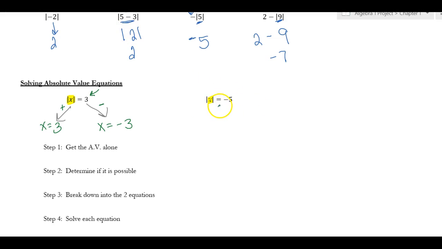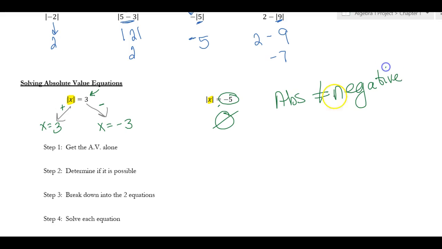And so it says absolute value is -5. Well, I can't have an absolute value of -5. This is an example of no solution. Okay? Absolute values cannot equal a negative. So you can never equal a negative when you have the absolute value signs.